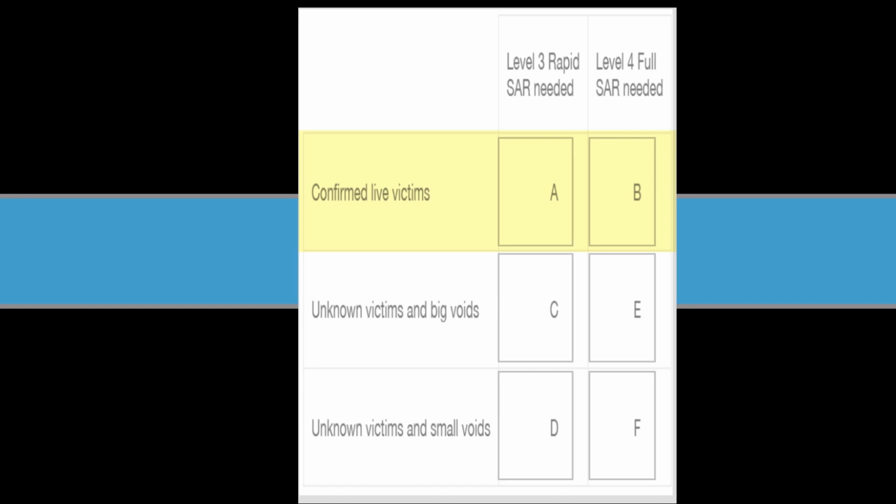However, you've determined that this person is truly alive and still in this collapsed structure. Triage category A and B are the two top priorities. Now we'll talk about the two bottom rows, and we'll talk about them together. They're very similar in nature.